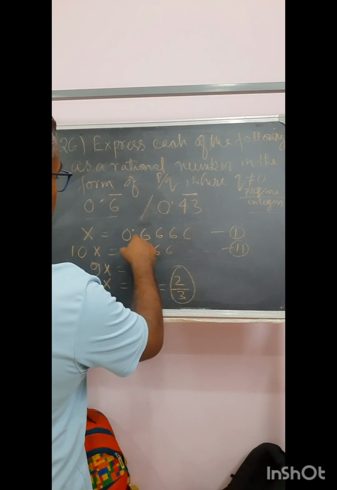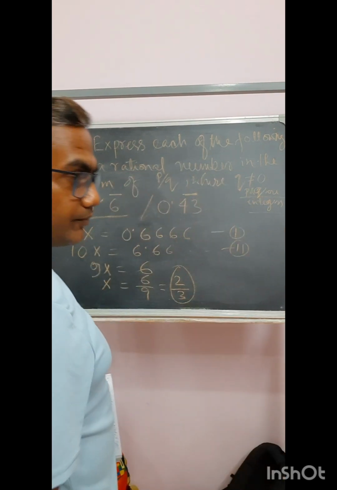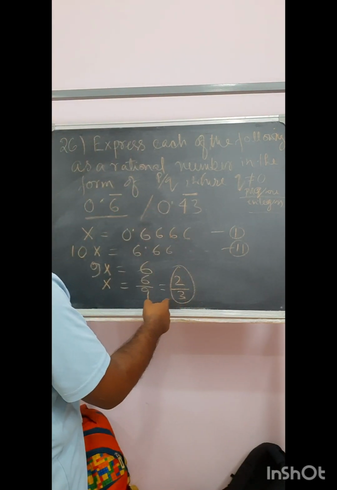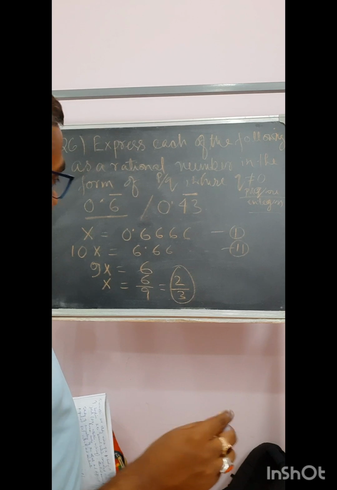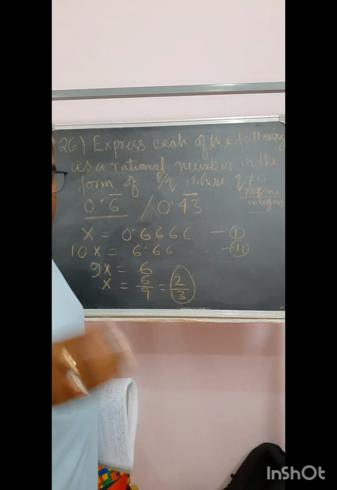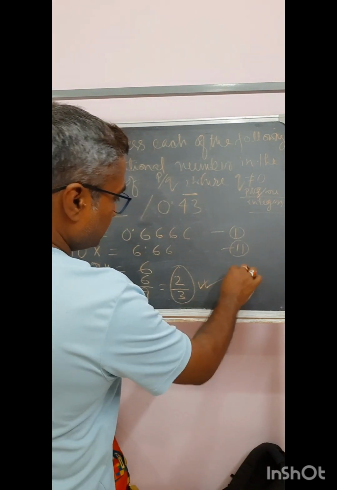So you can say that this number where the digits are repeating is a terminating one, and it is a rational one too. Wherever the digits are repeating, in that case the number can be said to be a rational number, and I can represent it in this way.